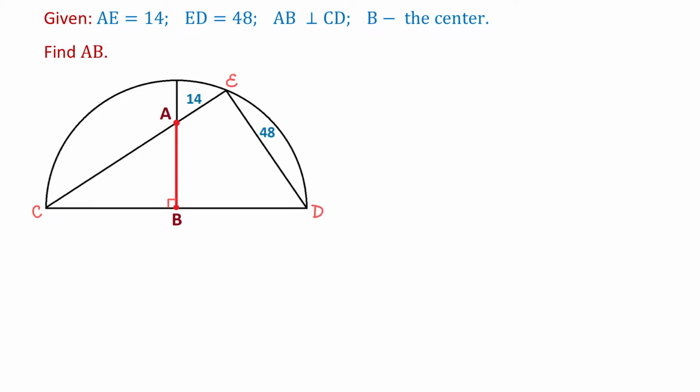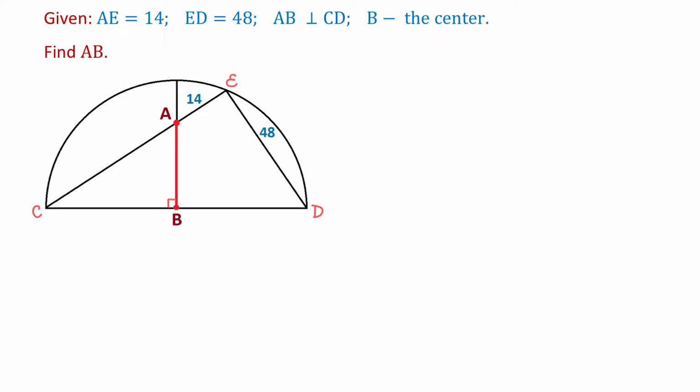In this figure, we have the triangle CDE inscribed in a semicircle, and we need to find the length AB. We are given that AE is 14 units, ED is 48 units, AB is perpendicular to CD, and B is the center of the circle.